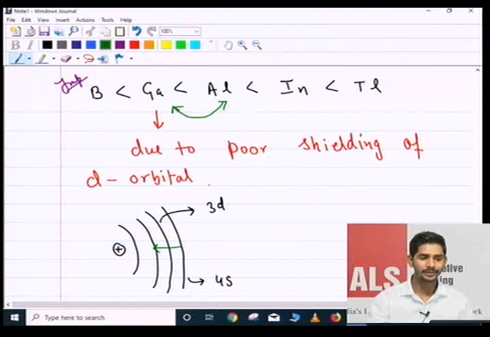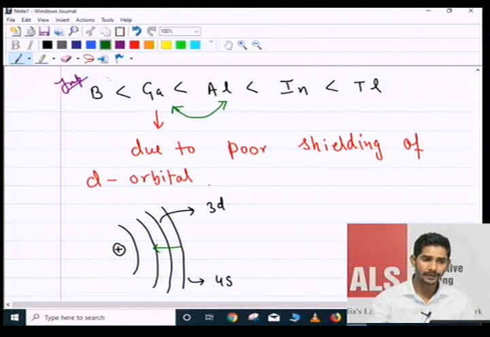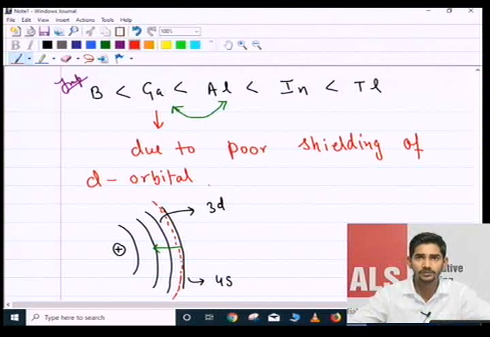Shielding means that it cannot shield the nuclear force. Okay, so if it cannot shield the nuclear force, then obviously nucleus will try to pull the 4s electron more effectively towards itself. So if net nuclear force is higher at the 4s, obviously this scenario will happen over here, that 4s electron will shift slightly towards the inner side, and due to which its size will decrease.